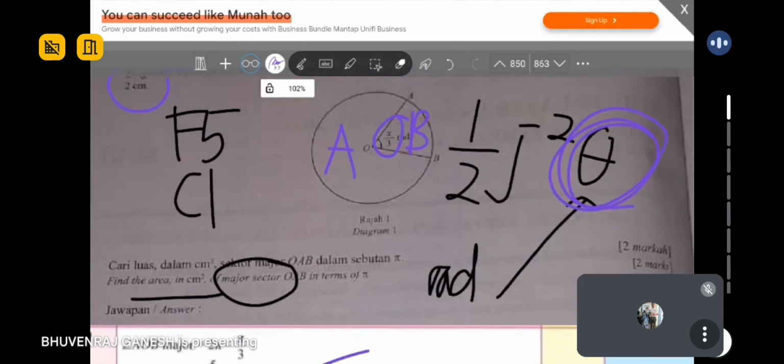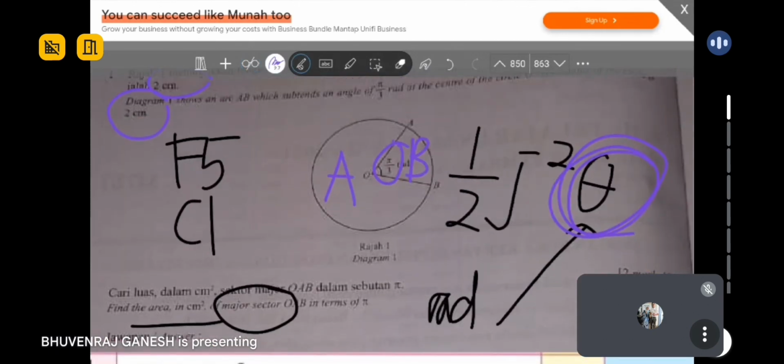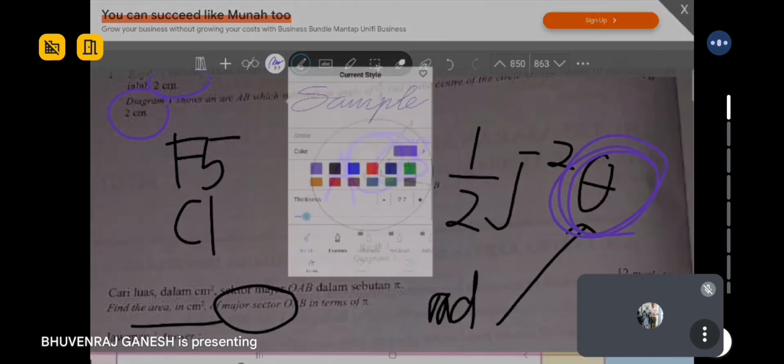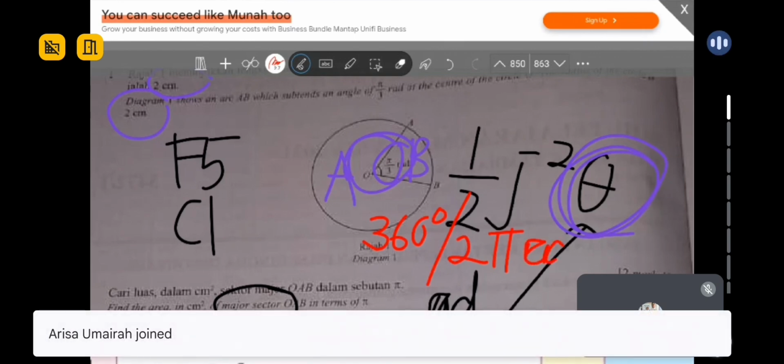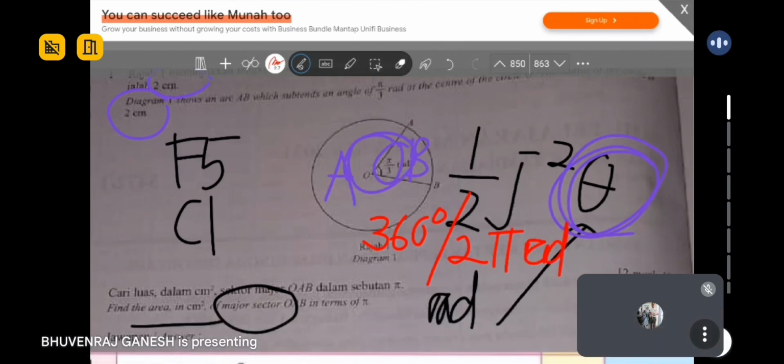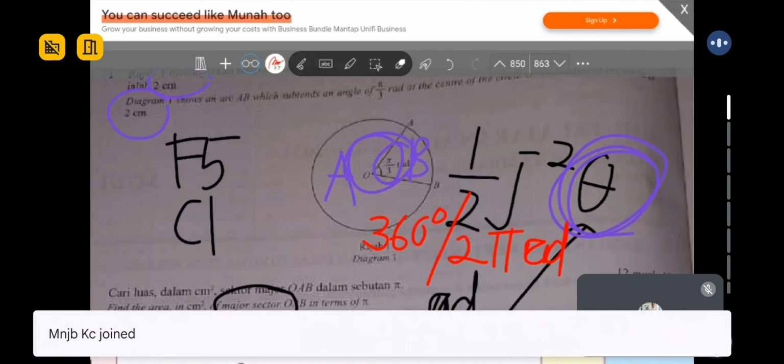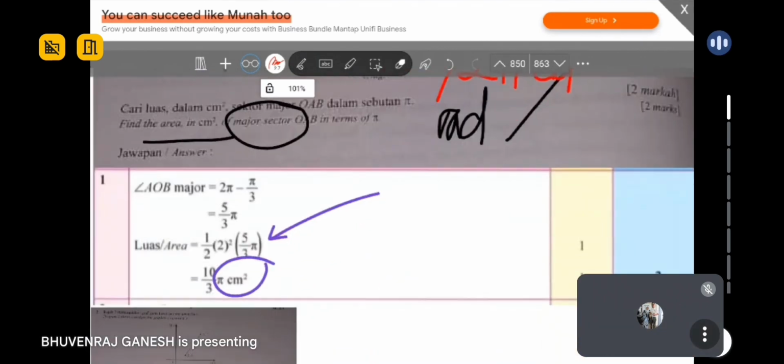2 pi sebab satu bulatan, Ahmad. Guys, the angle for one whole circle is 360 degrees. Remember that. 360 untuk satu bulatan or 2 pi. Ini dalam unit radian. 2 pi rad. Okay, Ahmad? Boleh? Soalan 1? Clear? Okay. So we go to question number 2.